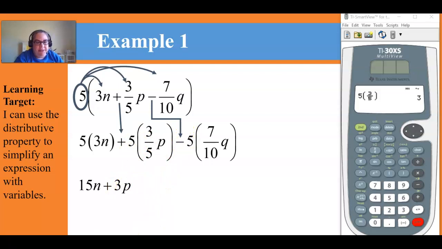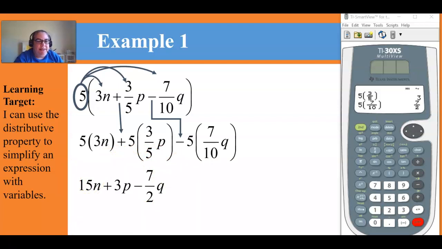I bring down the negative symbol, or the minus, and then we multiply the 5 times the 7/10 q. And again, I'm just going to type exactly what I see. Make sure I arrow out of the fraction. Close my parentheses. We get 7/2. So the answer that I write is 7/2 q. Since these are not like terms, I do not combine them. This is my final answer.